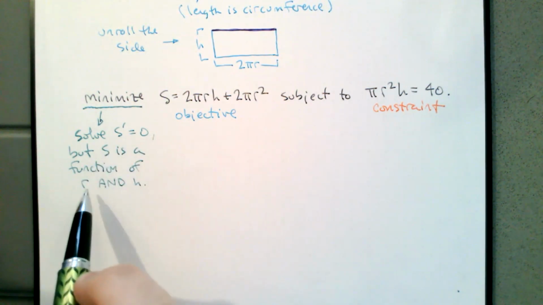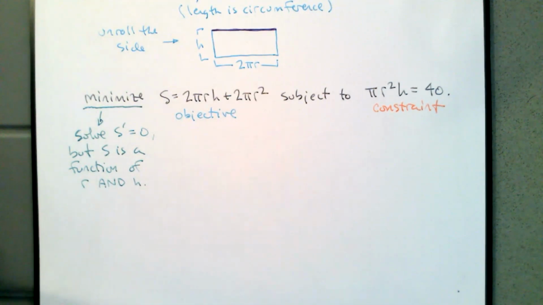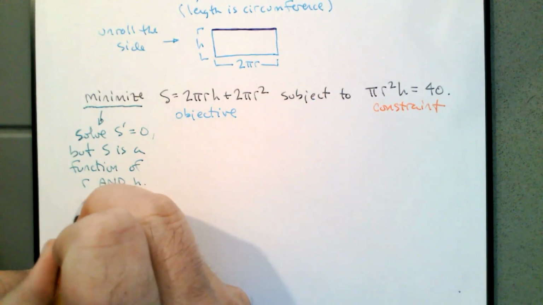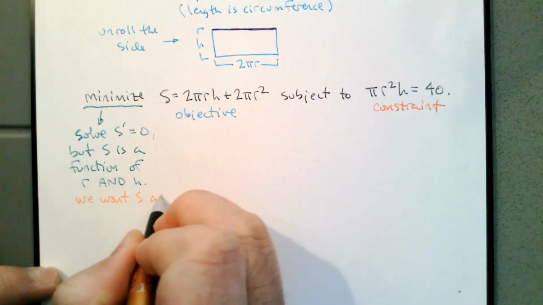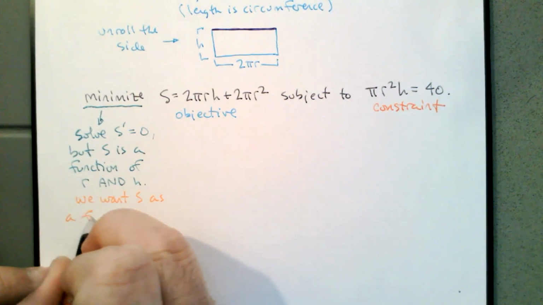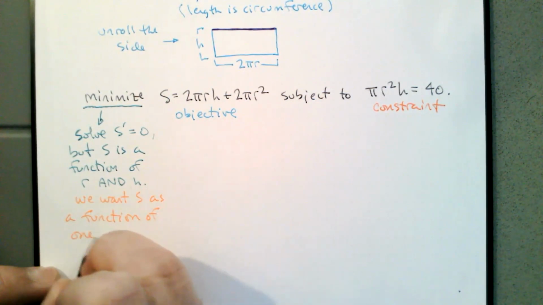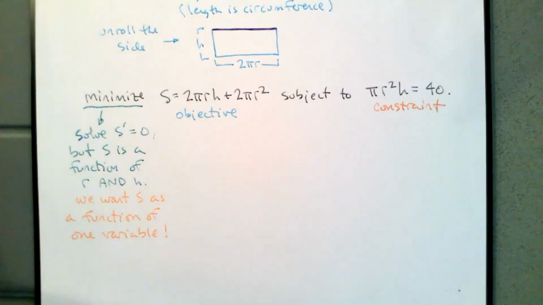S involves radius and height. So I need to write S so that it only involves one variable. We want this to be in terms of one variable. So we want S as a function of one variable, so that we can find the derivative.